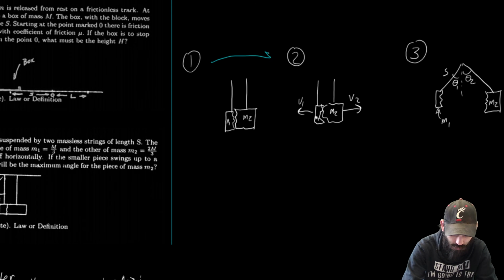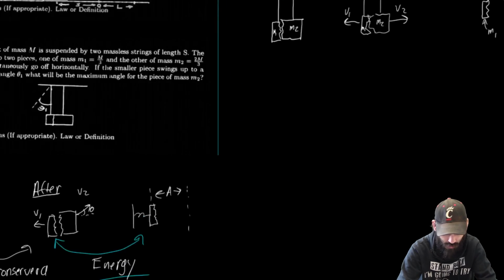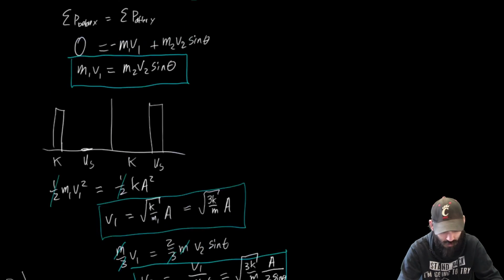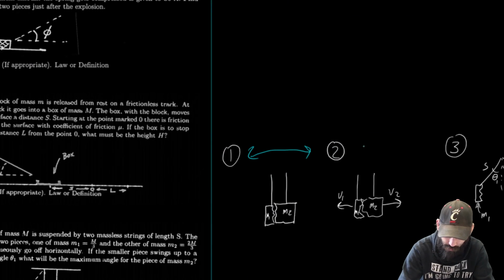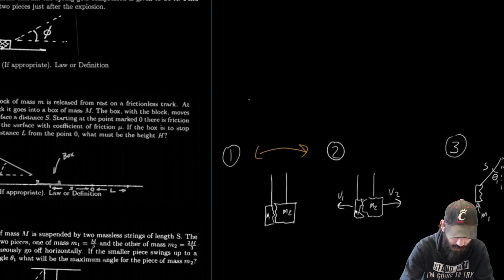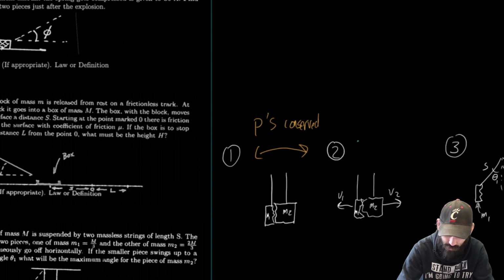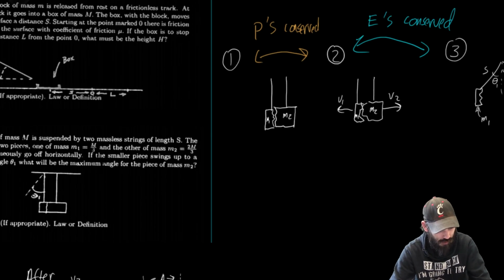So going from here to here is going to be, how do I draw this? I want to use the same colors. So going from here to here we're conserving momentum: P is conserved. And then going from here to here, energy is conserved. Okay, so let's set this up.